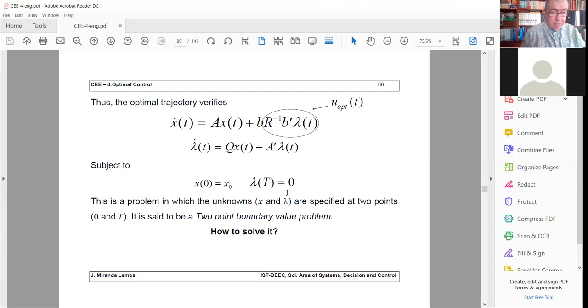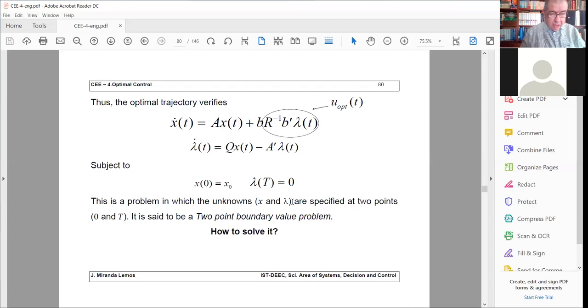How can we solve this so-called two-point boundary value problem? This is a two-point boundary value problem because you are imposing part of the state at the beginning of the optimization interval, and part of the state, the lambda part of this enlarged state, at the end of the optimization interval.